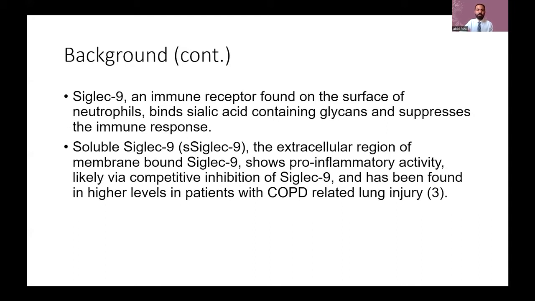In its plasma-soluble form, or soluble Siglec-9, we see pro-inflammatory effects thought to be secondary to competitive inhibition of ligand binding to the membrane-bound Siglec-9. Soluble Siglec-9 has been found in higher levels in patients with COPD and lung injury, and therefore can serve as a potential biomarker for acute lung injury and then further development into ARDS.